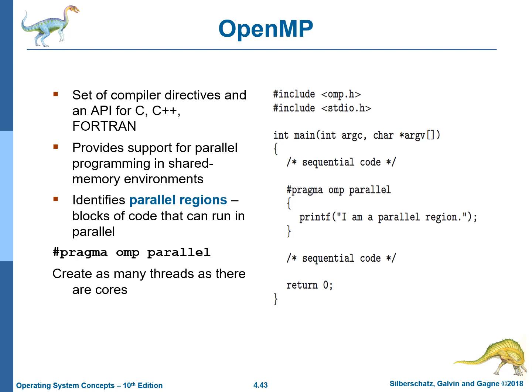OpenMP, or Open Multiprocessing, is a set of compiler directives and an application programming interface for C, C++, and Fortran. It provides support for parallel programming in shared memory environments, and it identifies parallel regions, which are blocks of code that can run in parallel.